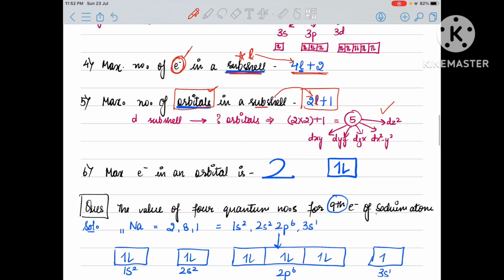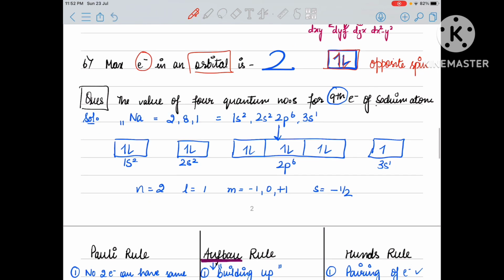Now, maximum electrons in an orbital. See, this is a very tricky question. I've done it wrong many times in my mock exam. And this is an orbital. Orbital means a box, a dabba. A dabba can have a maximum of 2 electrons with opposite spin. This is very important, which is coming here.